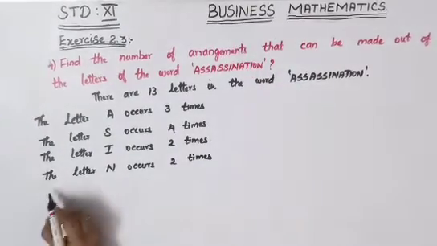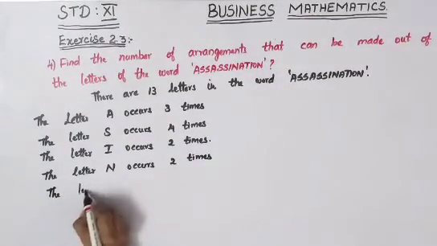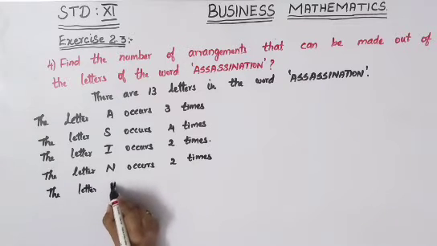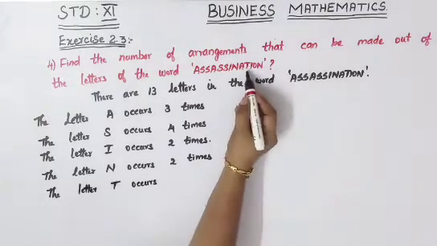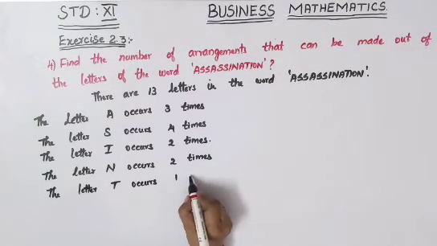Now we have got T. So the letter T occurs. Check how many T's are there. So only 1 T. So it is once.